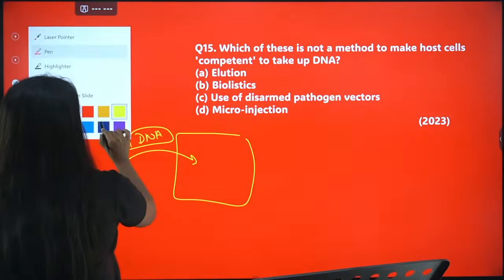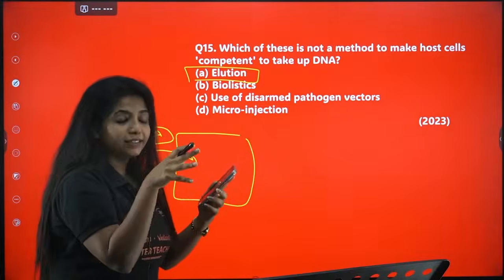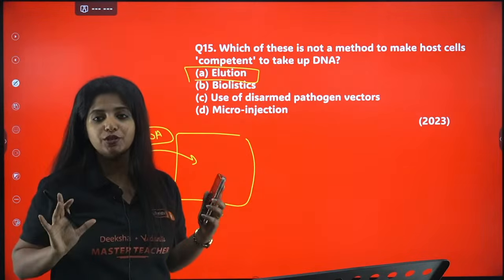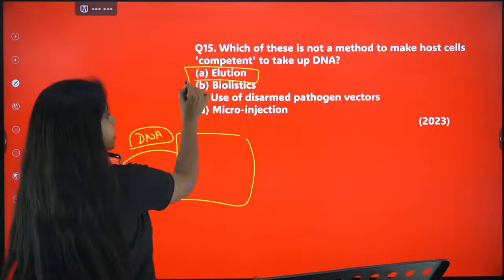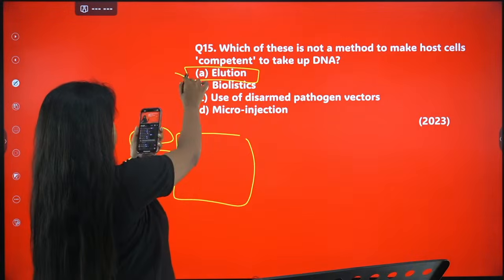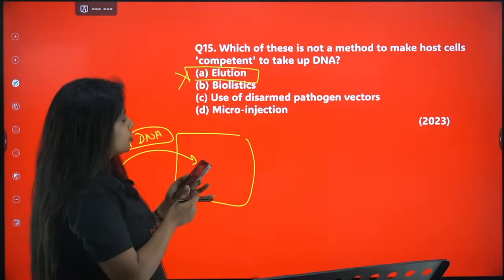So, elution basically means what? Elution means cutting and extracting the DNA from the gel electrophoresis chamber. This has nothing to do with the technique of putting DNA inside. So obviously this one is the odd one out. So yes, Mansi and Alan, you guys are correct, my dear children.